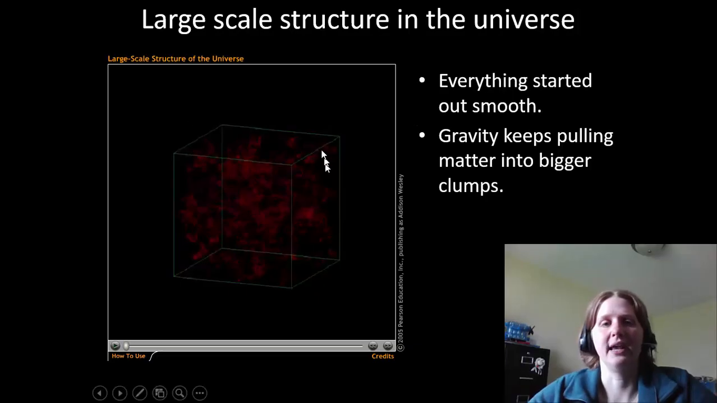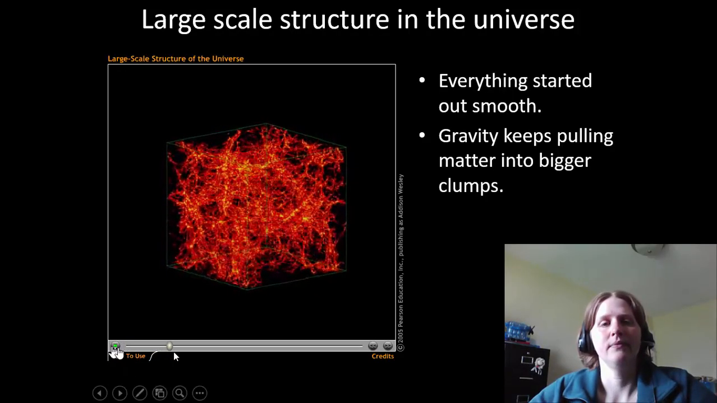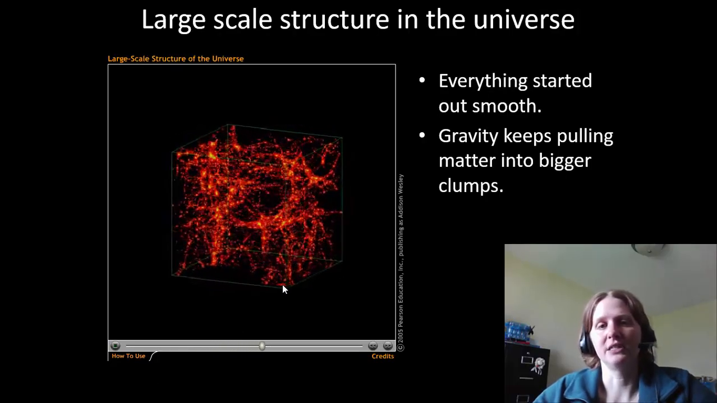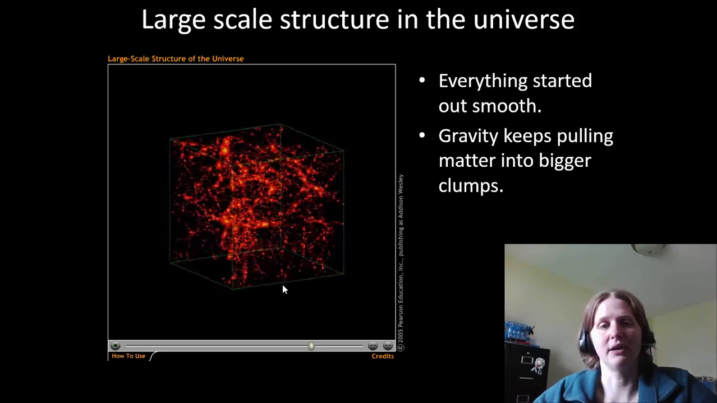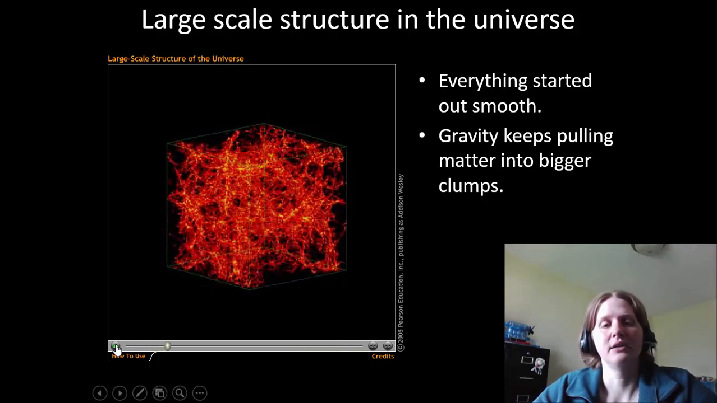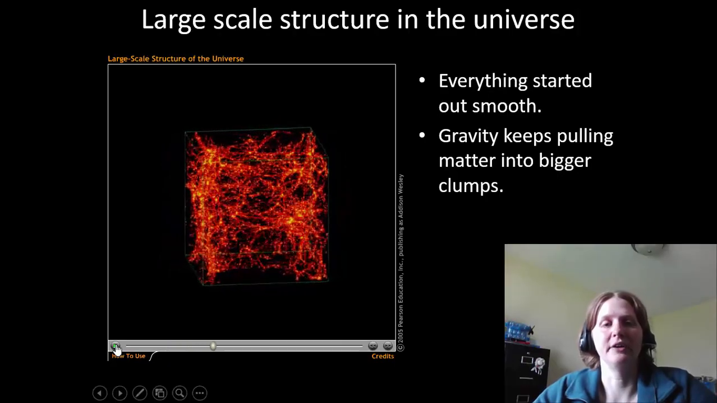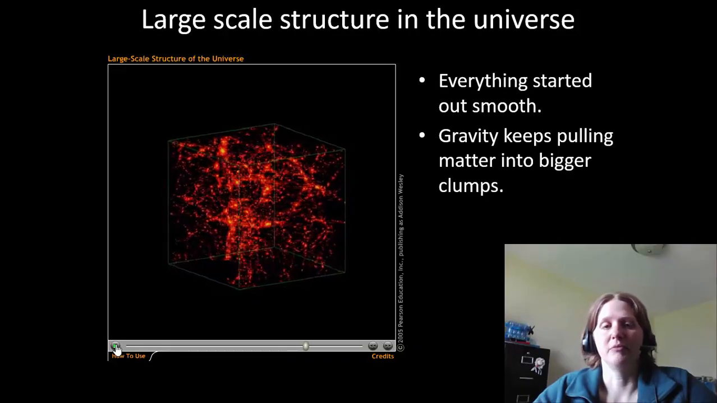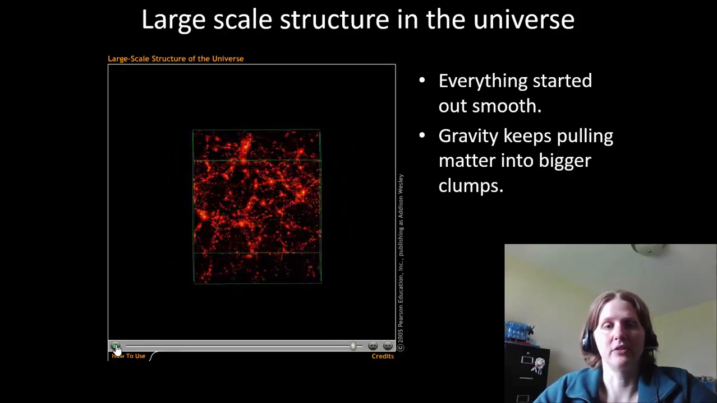So here's a weak animation showing how gravity clumps material up over time on large scales. Okay. What starts out as fairly smooth, low-density gas, the red color, ends up getting clumped up into denser knots indicated by the yellow color. So that's what gravity's been doing for billions of years. It's just pulling stuff closer together.